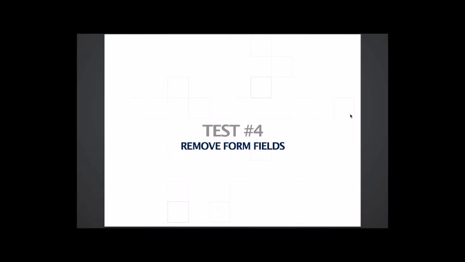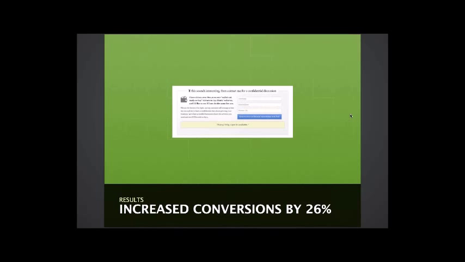Test number 4, remove form fields. So I actually did this one on my personal site, neilpatel.com, and I used to have a lot more form fields. One of the form fields was budget. Another one was phone numbers. And I kept on removing them. And I went down to 4 form fields, and I had first name, email address, website URL, and phone number. Then I removed phone number, and I saw increasing conversions by 26% through phone number.